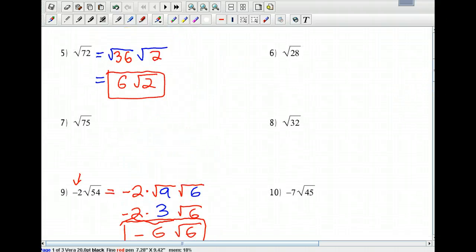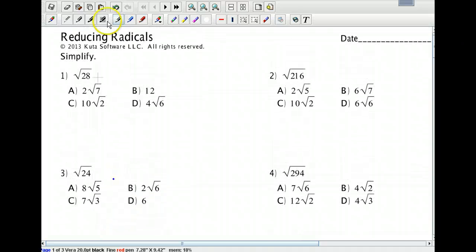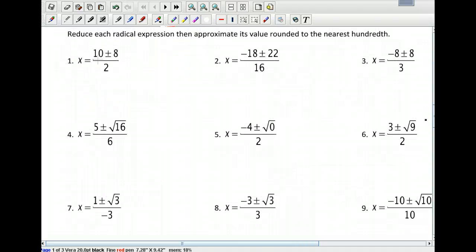Alright, so that's the front. Go ahead and work on that a little bit longer, finish it all up. And then we'll start with the back. Really going to need to use a calculator. We'll get to the back.